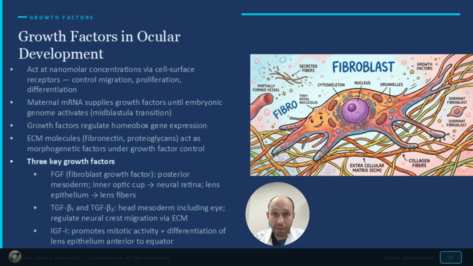The source of the growth factors is from the maternal mRNA until the embryonic genome activates and starts making their own growth factors. The growth factors are the ones that help regulate the homeobox gene expression. The key growth factors for eye development are fibroblast growth factor, which helps stimulate the inner optic cup and forms the neural retina, lens epithelium, and lens fibers; TGF-beta, which regulates neural crest cell migration; and IGF-1, which promotes mitotic activity and differentiation of the lens epithelium.